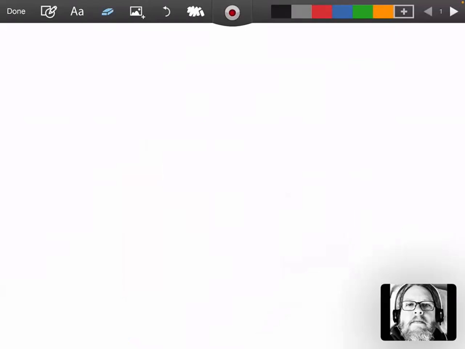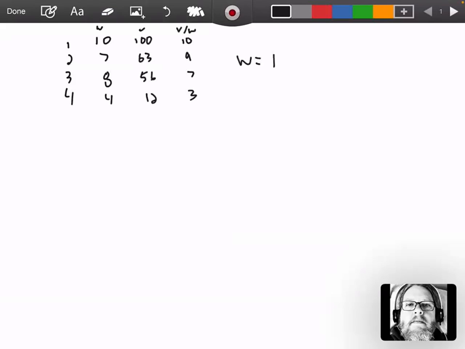Okay. So this is problem 5 from the homework. We have items 1, 2, 3, and 4. We have the weights of 10, 7, 8, and 4. That's the weight. We have the values of 100, 63, 56, and 12. And then we have our value to weight ratio of 10, 9, 7, and 3. You have to calculate that by dividing the value by the weight. Okay. And our big W here is equal to 16.